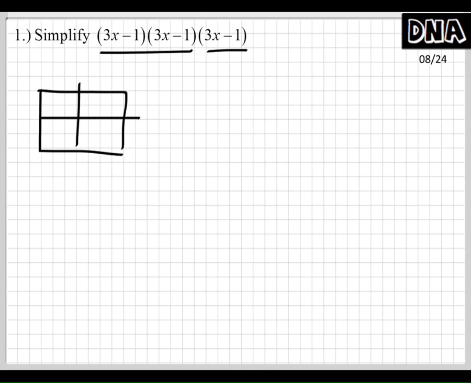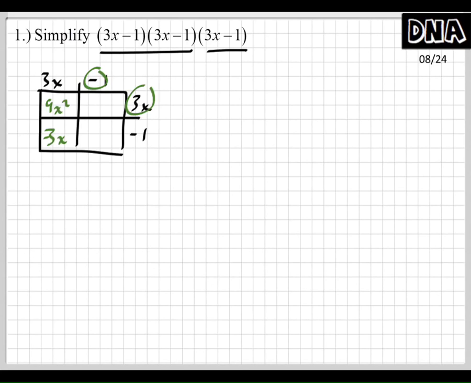So if I do this, I would set it up like this. 3x minus 1, that's our first term, our first factor. Then we have 3x minus 1 again. So let's fill it in. We have 9x squared, because that's 3 times 3, which is 9. And then if we go x times x, we get x squared. 3x times negative 1 will be negative 3x.